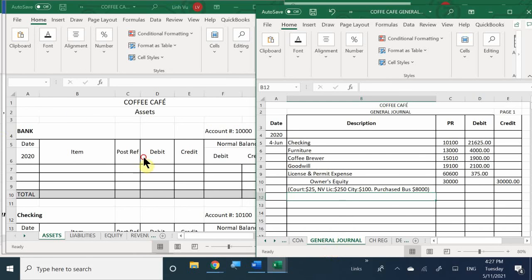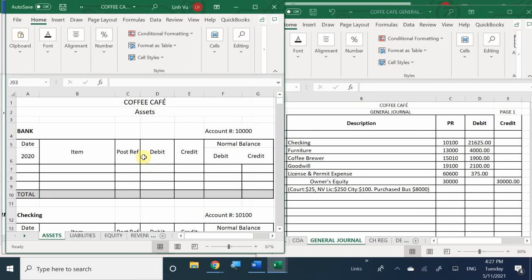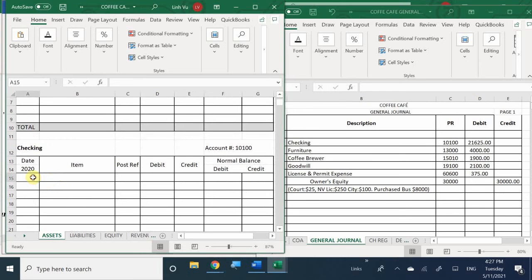But notice this, that when we come here, you have the list of every single account, including main and sub accounts. Okay? So here, our first account is the banking account, but right under it is our checking account. And we're going to post to our ledger exactly how we see it in our journal.